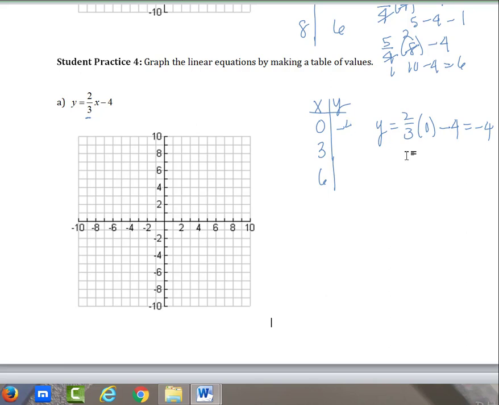The next one will be 2/3 times 3 minus 4. The 3's cancel and you get 2 minus 4, which is -2. And then 2/3 times 6 minus 4. 3 goes in here once, goes in there twice. 4 minus 4 is 0. And so I have 3 ordered pairs, and I'm going to graph them.